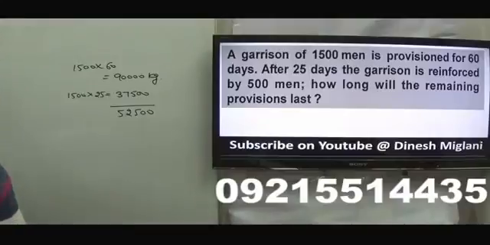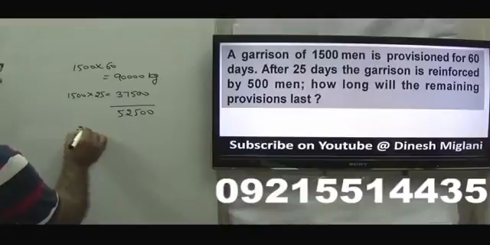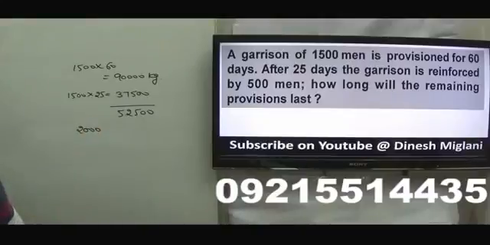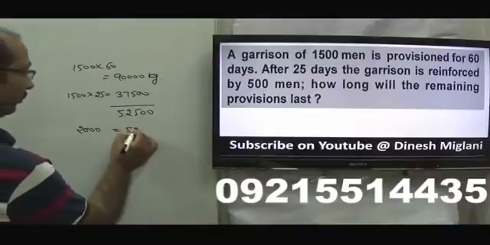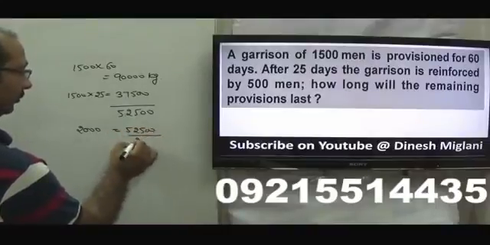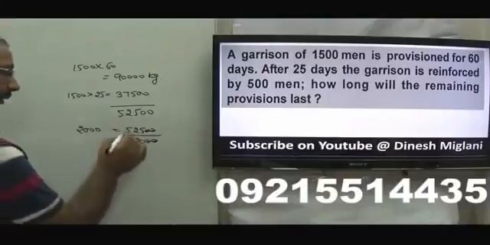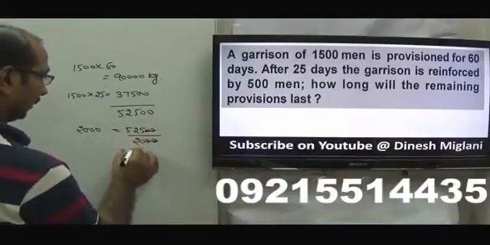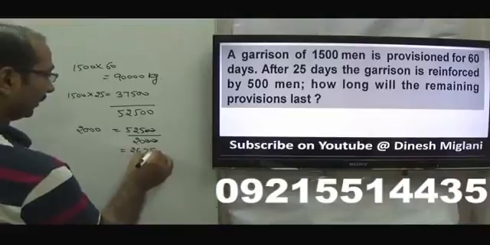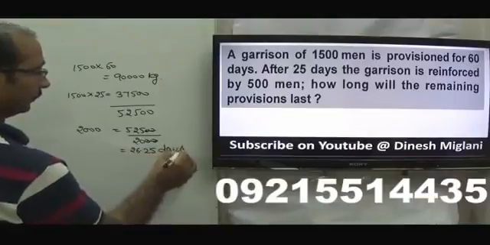52,500. It is given that 500 more men joined. Now how many men are there? 2000. Okay, the question is how long will the remaining provision last? That is 52,500 by 2000, because their one day consumption is 2000 kg. Cancel out, right? Just solve it. You can say that is 26.25 days. That becomes your answer.